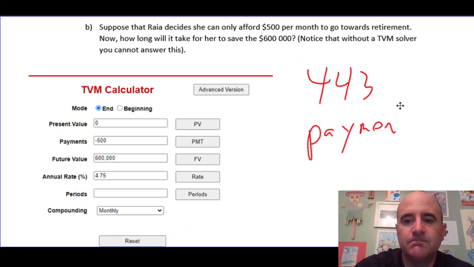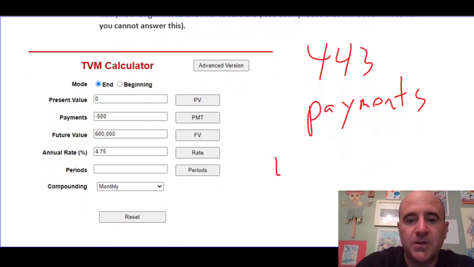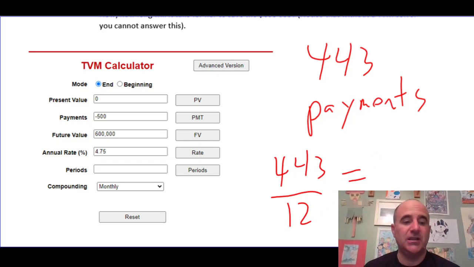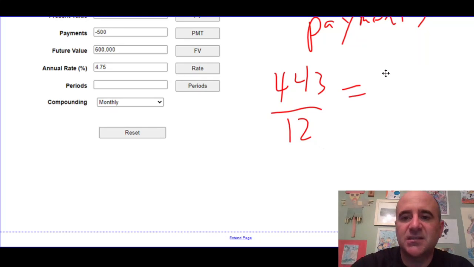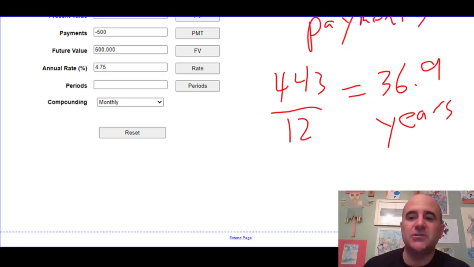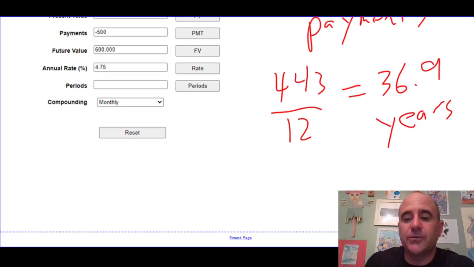So 443 payments or periods. Now in this example, those payments actually represent months in a year, so we might want an idea of how long that is. One thing I'm going to do is take 443 and divide it by 12, which will give me an answer in years. And that answer would be, let's see, 36.9. So almost 37 years as opposed to 30 years.